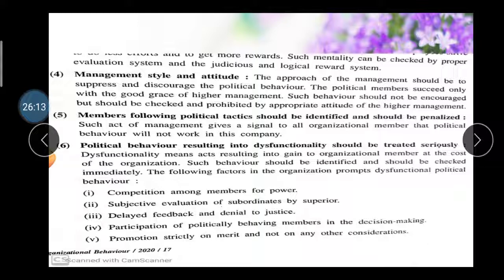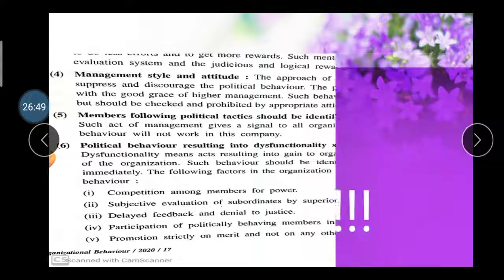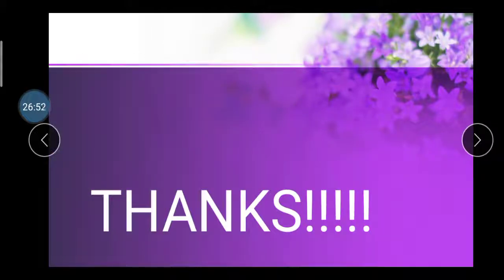Competition among members for power creates political behavior. Then subjective evaluation of the superior by the subordinate creates one type of political behavior. Then delayed feedback and denial of justice: sometimes employees cannot get proper justice, and at that time they resort to this type of political behavior. Then partial participation of political members in decision making. Then promotions should be strictly on merit and not on any other considerations. So this is all about power, politics and political behavior.